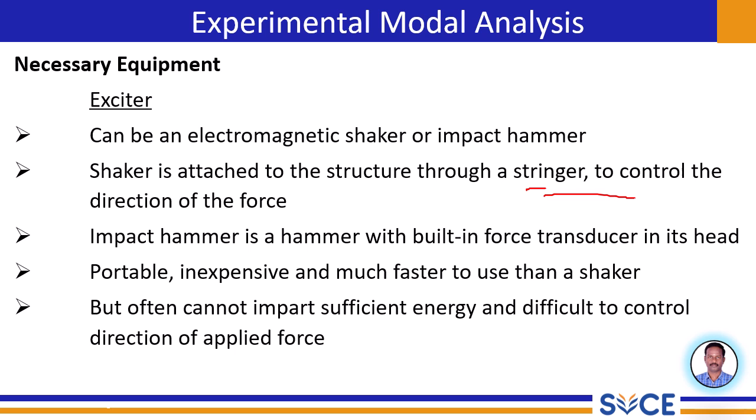The next discussion is with respect to the impact hammer. Here, the hammer has a built-in transducer in its head, that is, a force transducer. This is a key feature. As we strike the structure with the hammer, the force transducer measures the magnitude and time history of the impact force. This impact generates a broadband excitation, meaning it excites a wide range of frequencies simultaneously.